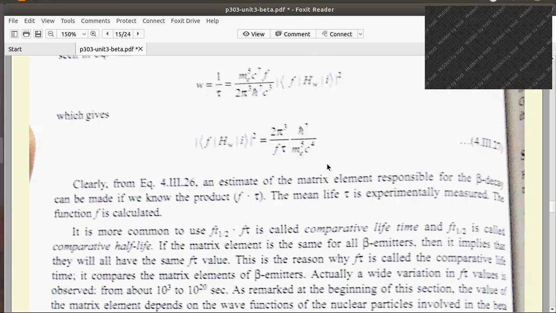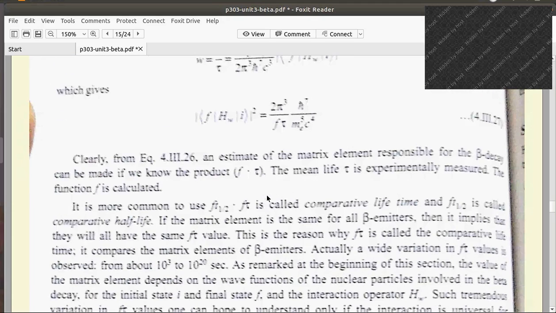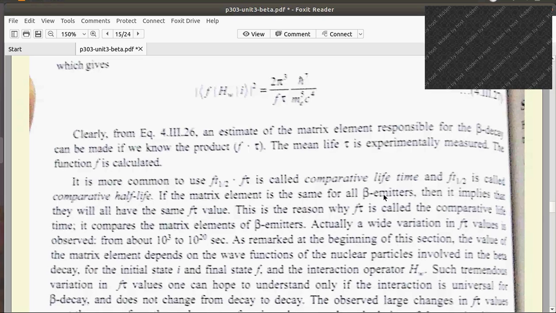Okay, so first we know this value. Now what they are saying is that fτ, in this τ is already experimentally known to all of us. Since this is common for all emitters, it is called the comparative lifetime. Depending on the type of element, fτ may be different, so we are comparing different lifetimes.